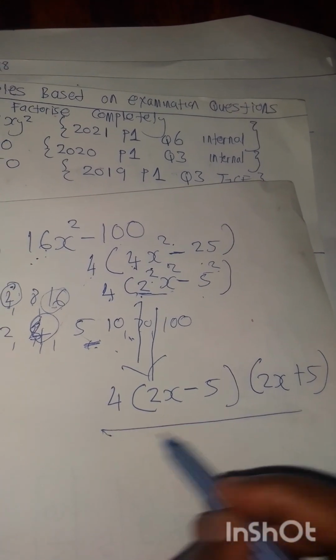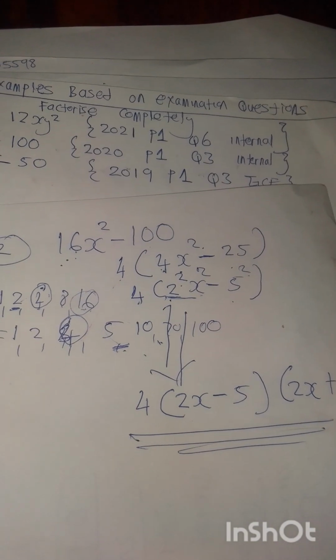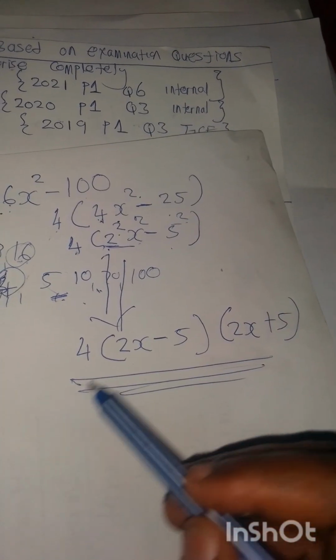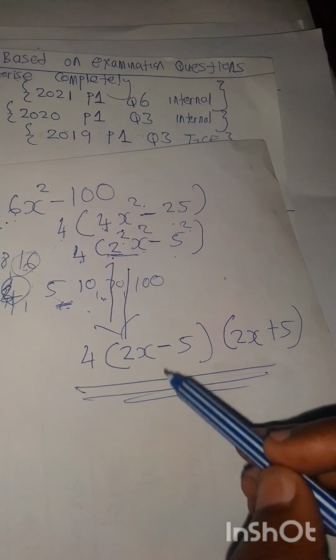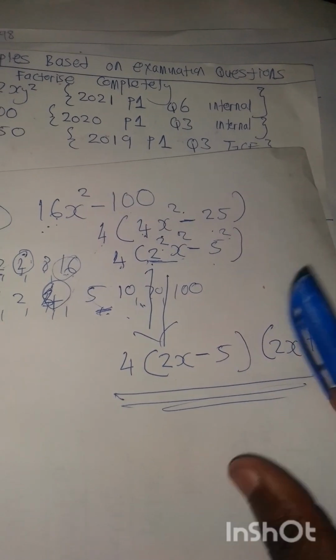That's what we do. This is the final answer for question 2. So the final answer is this one: 4, open the bracket, 2x minus 5, open the bracket, 2x plus 5.